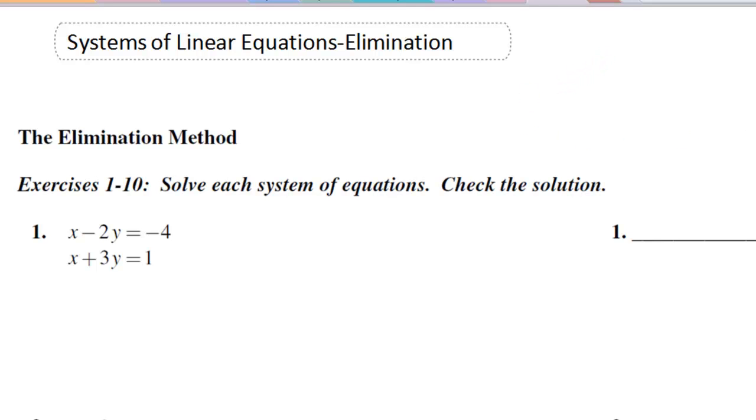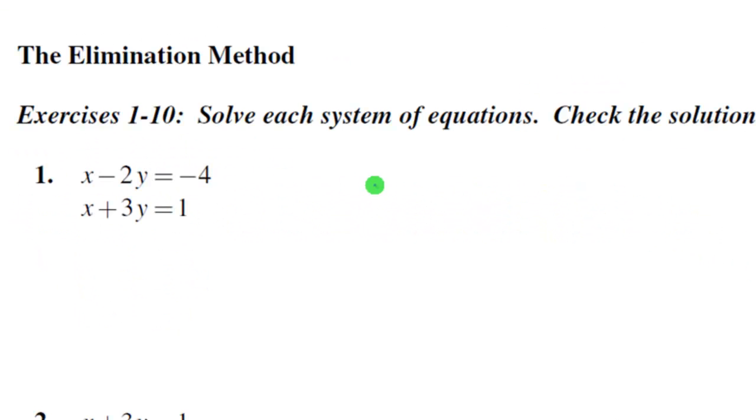Now we're going to solve systems of linear equations by using the elimination method. So here we have two linear equations. And when we use the elimination method, we pick one of the variables that we want to eliminate so that we may solve for the other variable. In this example, I'm going to pick the x's.